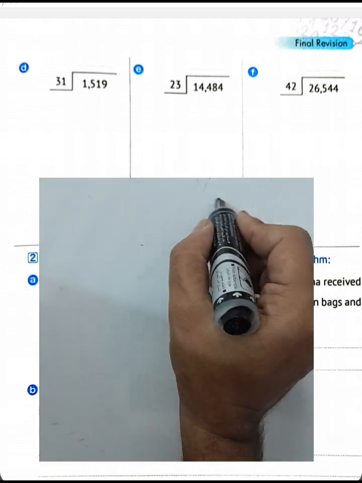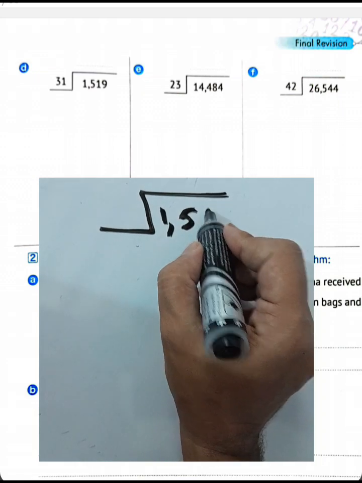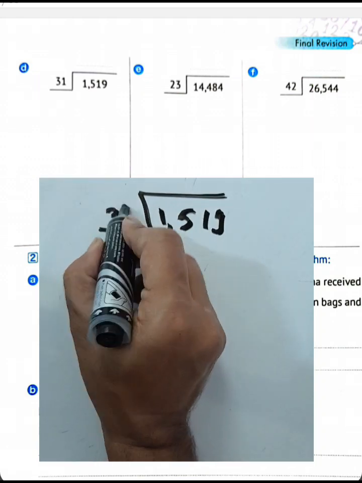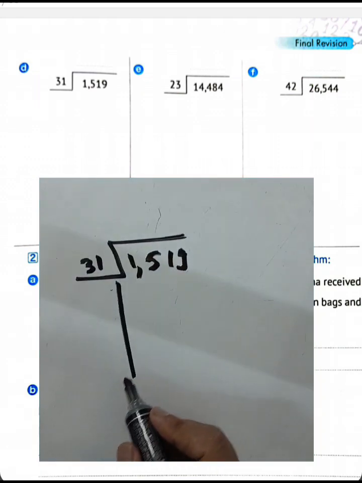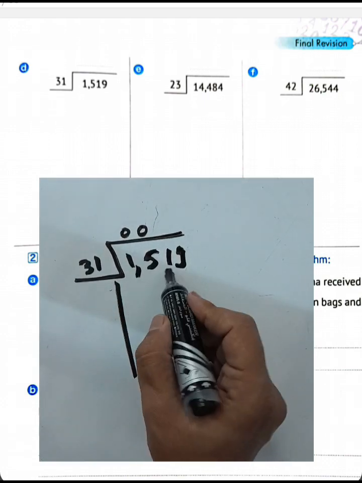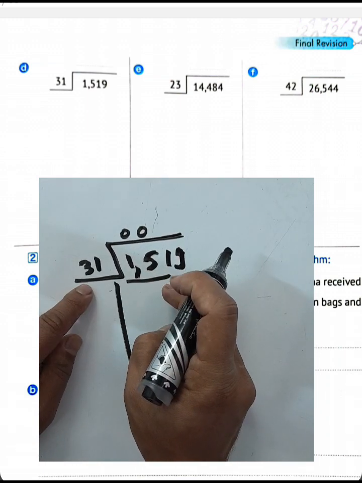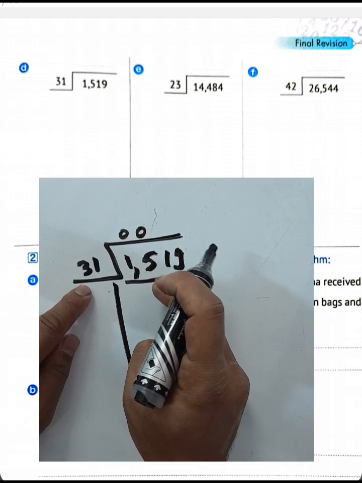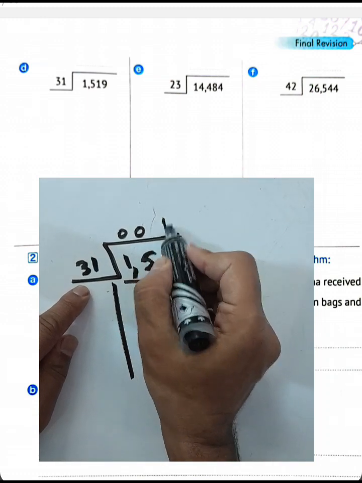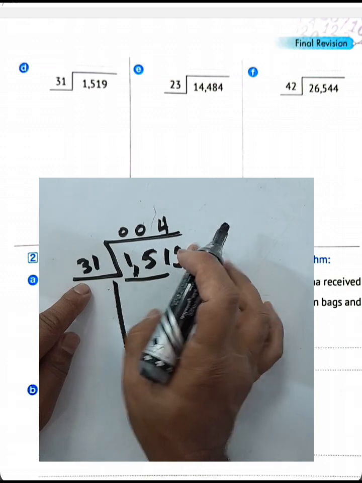Okay, right, the dividend here, 1519 divided by 31. 1 divided by 31, we can't do it. 15, we can't do it because this number is bigger. But 151 divided by 31, we can find the result is 4. Right, 4 outside, because 5 times 31 will be greater than 151. Then we will write here in the quotient 4.